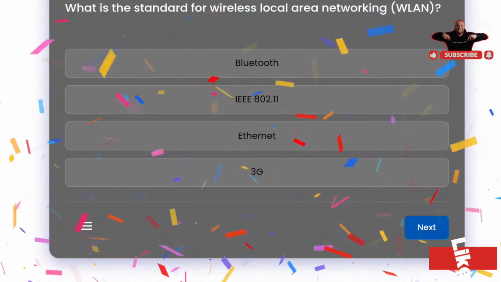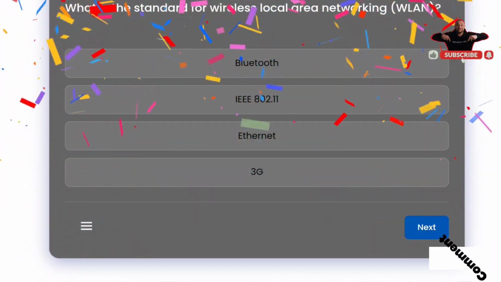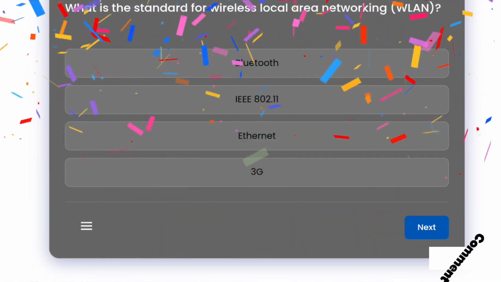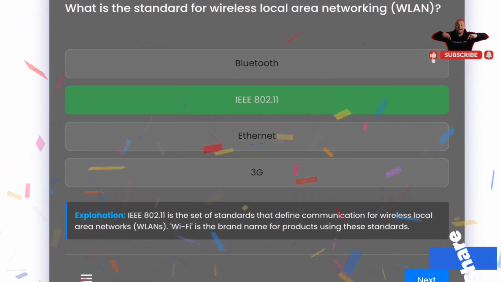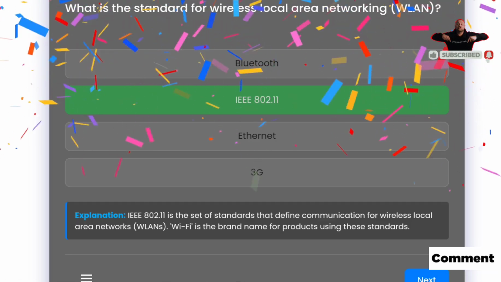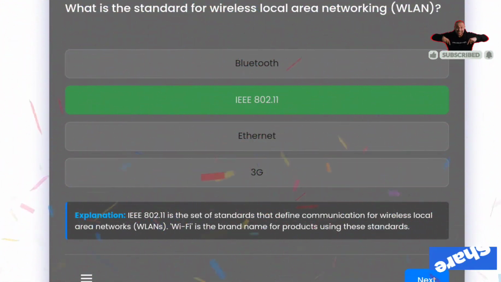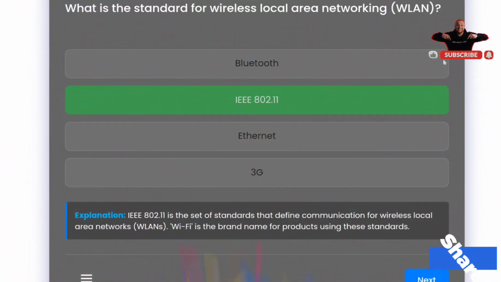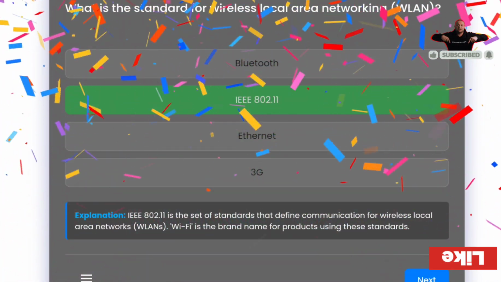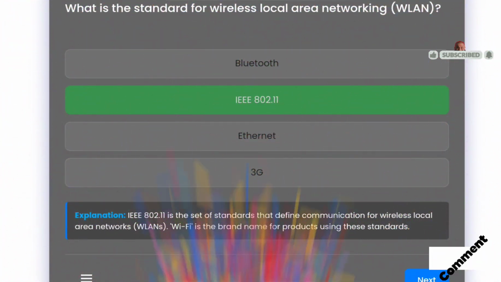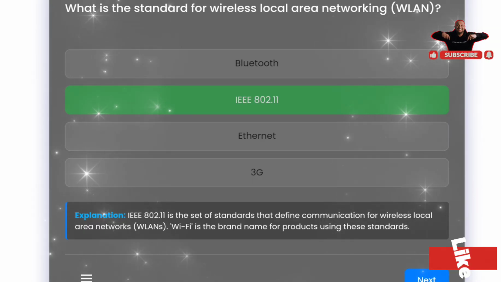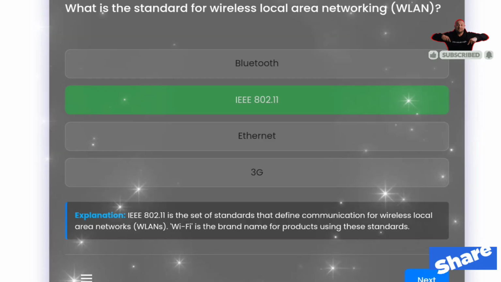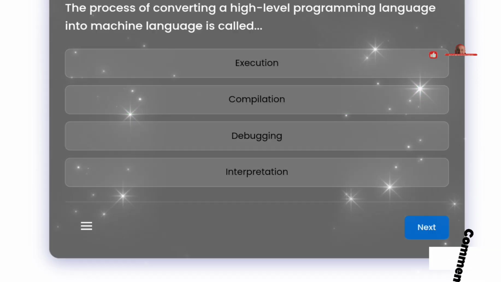What does WLAN stand for? Wireless local area network. IEEE 802.11 is the set of standards that define communication for wireless local area networks. Wi-Fi is the brand name for products using this standard. जो वाईफाई हम लगाते हैं वो उसका कोई मतलब स्पेसिफिक नाम नहीं है, वो कंपनी का नाम है.